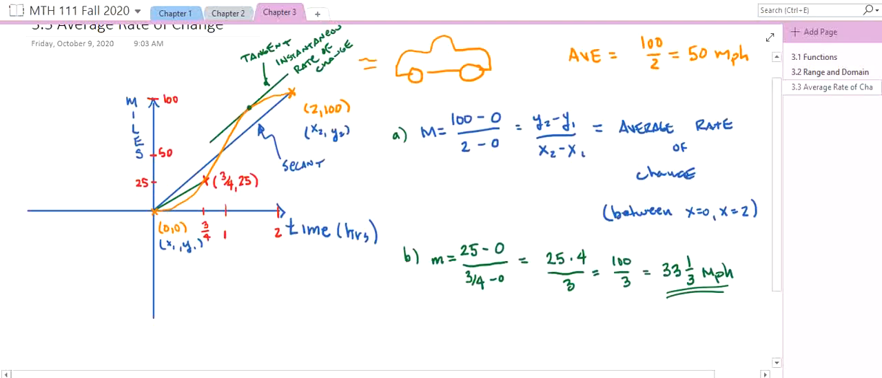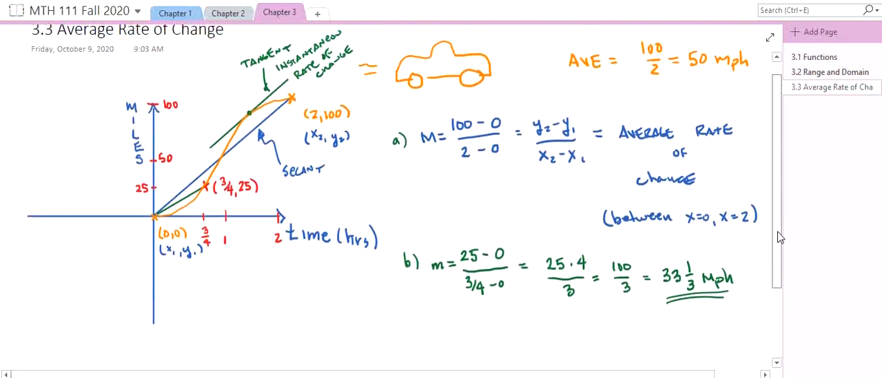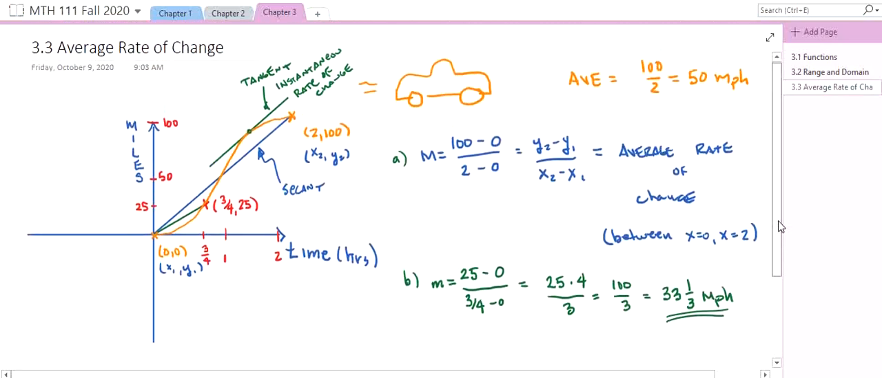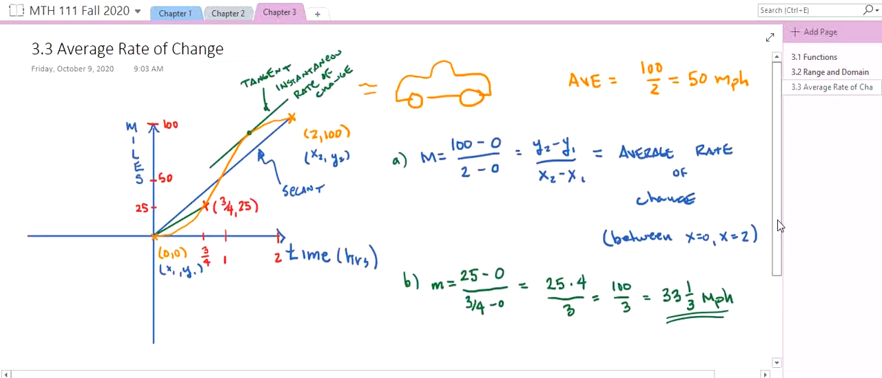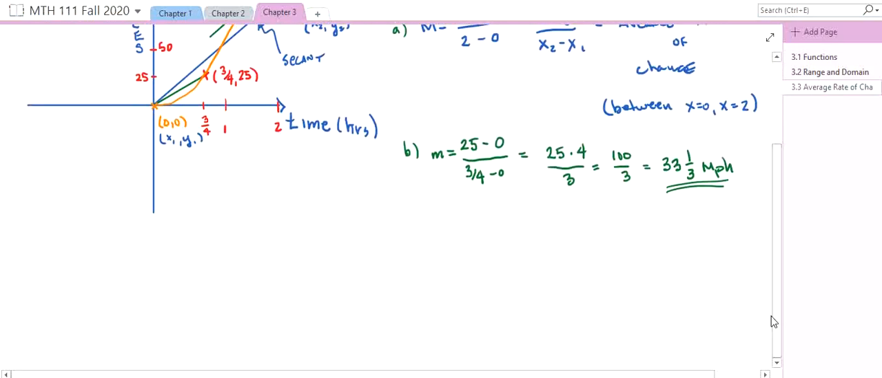But the instantaneous rate of change is any given instant. You look down at your speedometer and you see what your current speed is. That's what an instantaneous rate of change is. And that's how it relates to an average rate of change. If you ever hear these two ideas discussed at the same time, you'll know what the difference is between them.